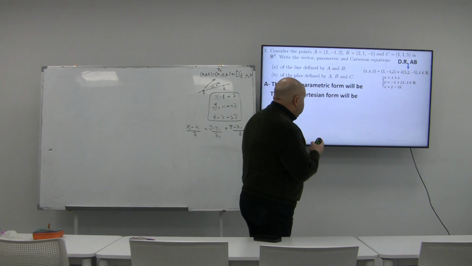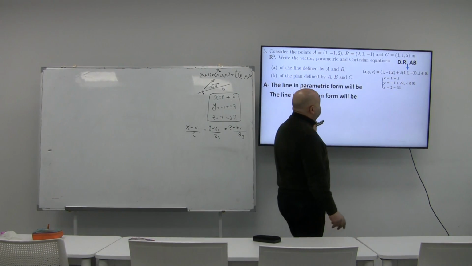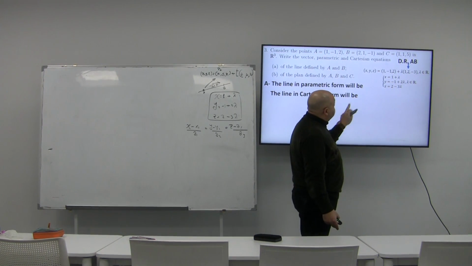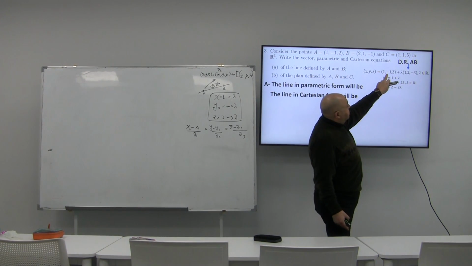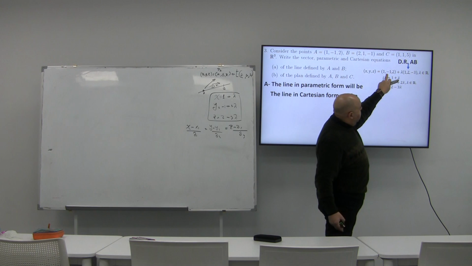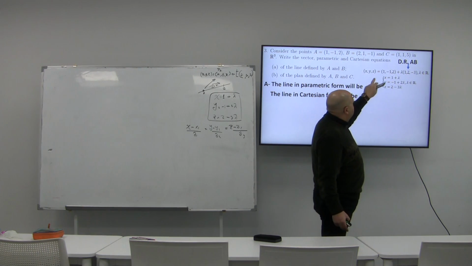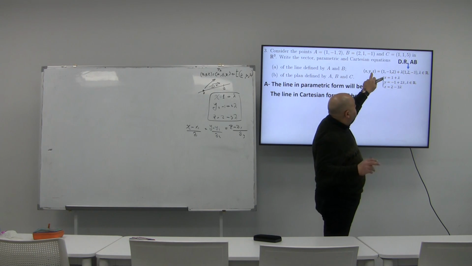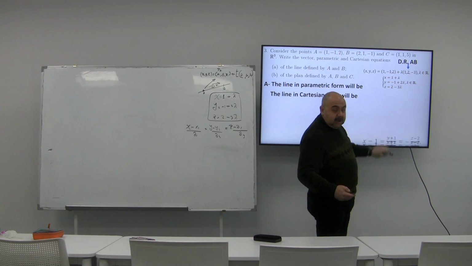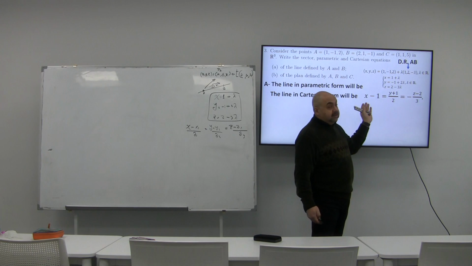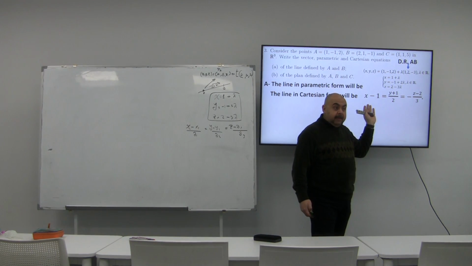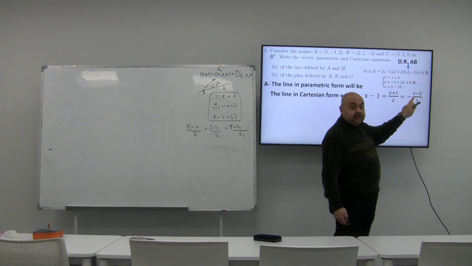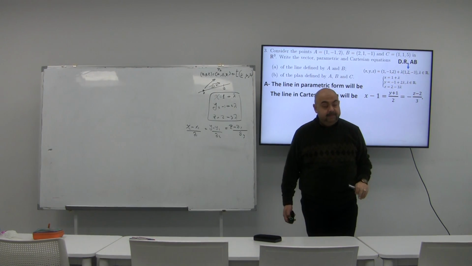So in this case, you will have x minus 1 divided by 1, which is equal to y minus negative 1 divided by 2. And the last one is going to be z minus negative 3 divided by negative 3. This is the representation that I'm telling you about. So the point will be in the numerator, while the direction vector is going to be in the denominator.